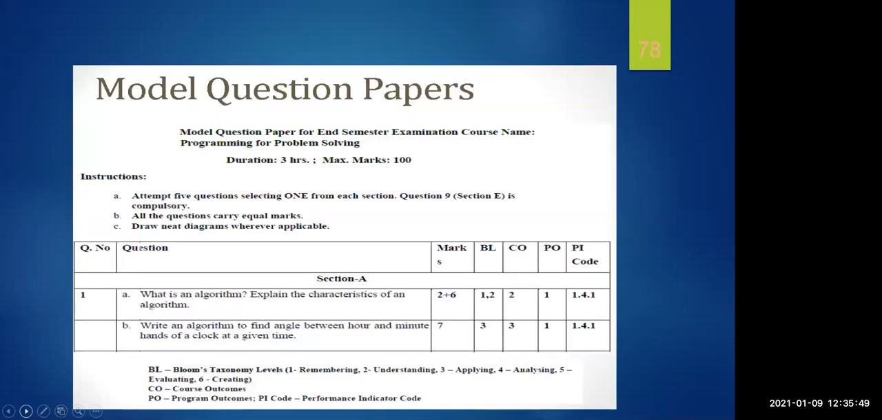So this is one model question paper given by AICTE. I think with this slide, or one or two more slides, I'll stop, right? I have five more minutes for the question session. Now they are going for PO. Course outcome is there, and they are going for PO as well as performance indicators. This performance indicator connects PO and CO actually.